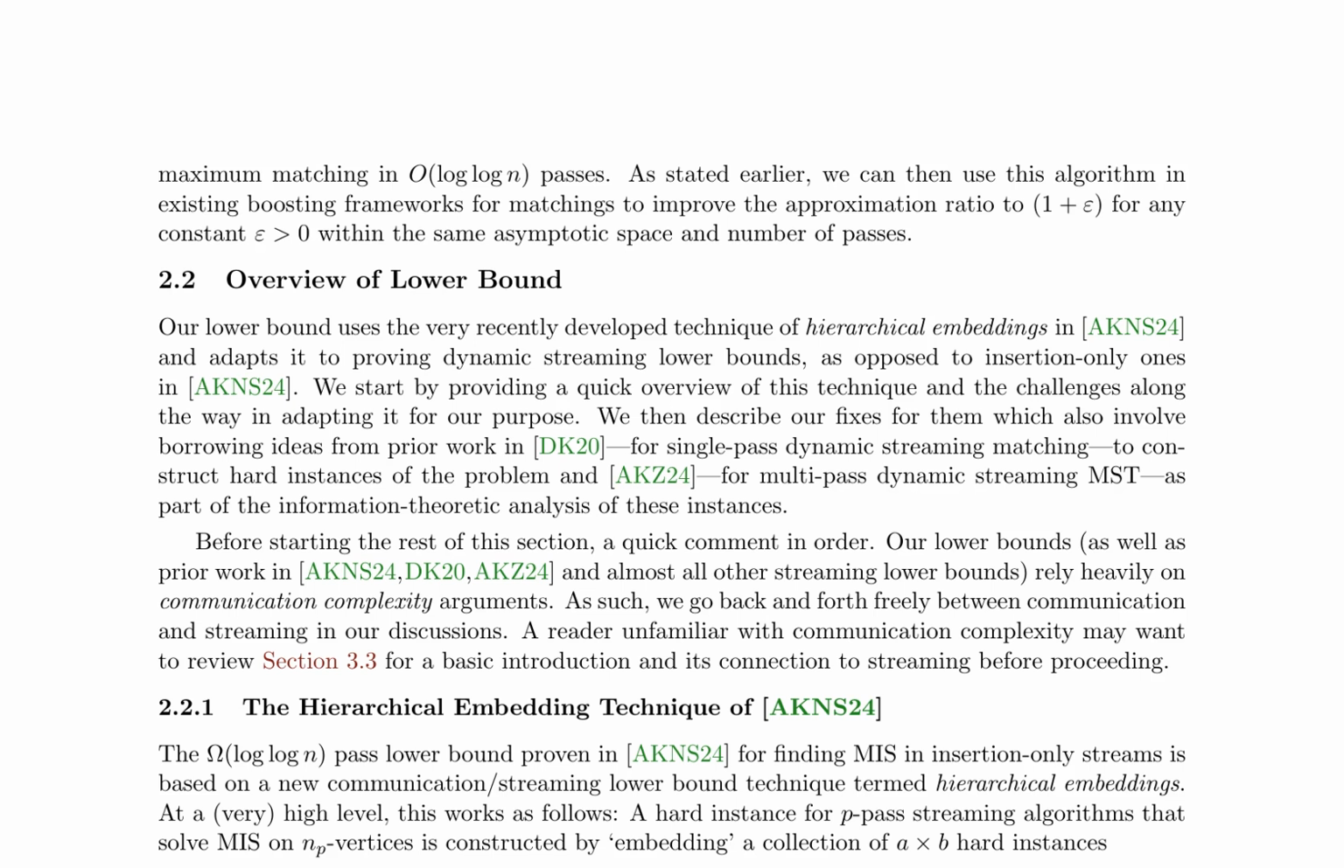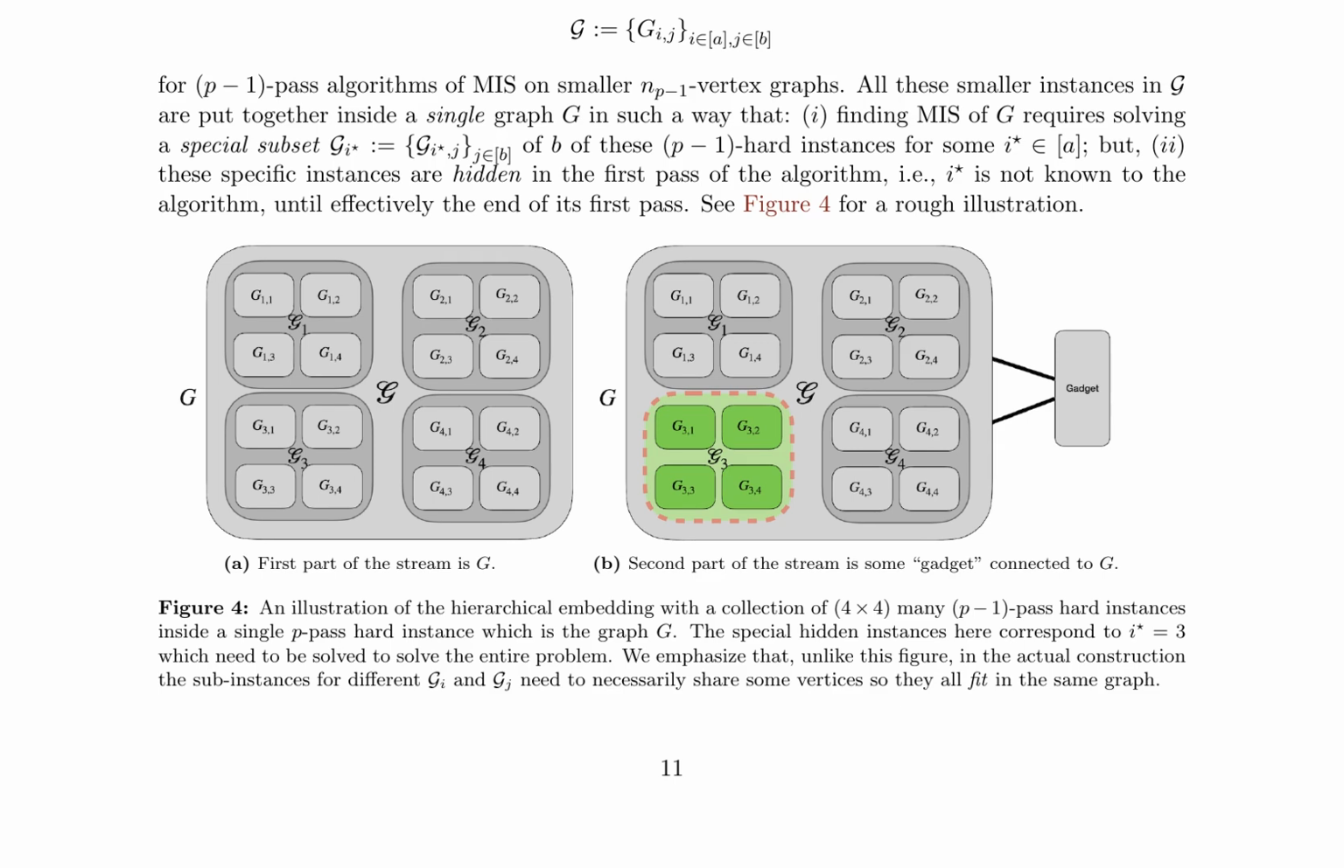The lower bound employs the hierarchical embedding technique from AKNS24, adapted to prove dynamic streaming lower bounds. This involves constructing hard instances of the problem by embedding smaller hard instances for P-1 pass algorithms inside a single graph. The special hidden instances are not known to the algorithm until effectively the end of its first pass. The paper also discusses the challenges in adapting this technique and how they were addressed by borrowing ideas from prior work in DK20 and AKZ24.